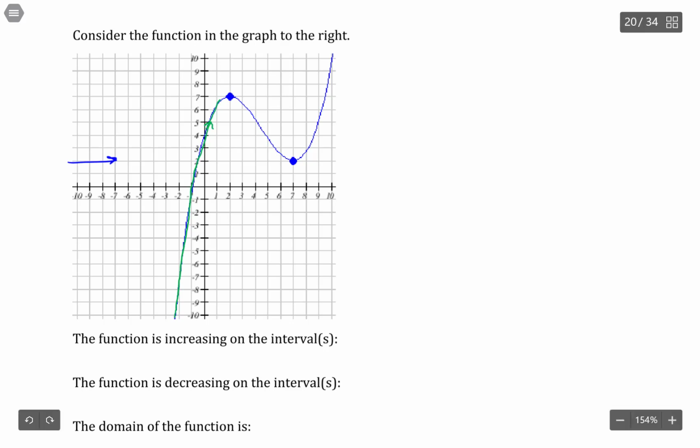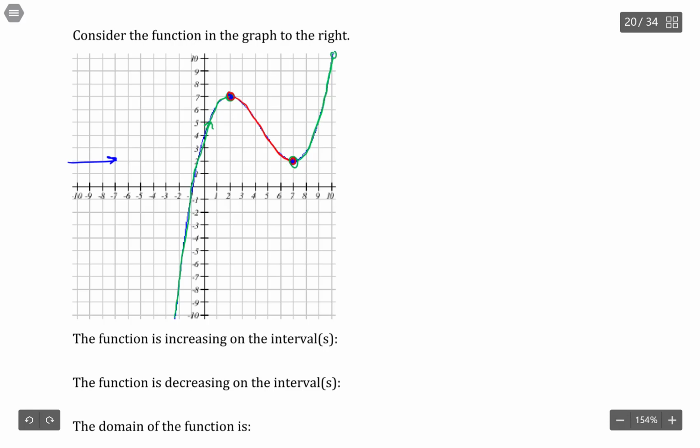So we're increasing up to this particular point, but it's no longer increasing there. And then we are decreasing for a little while between those points. So starting here, but not including, but then going to here and not including. And then we turn and start to increase again.